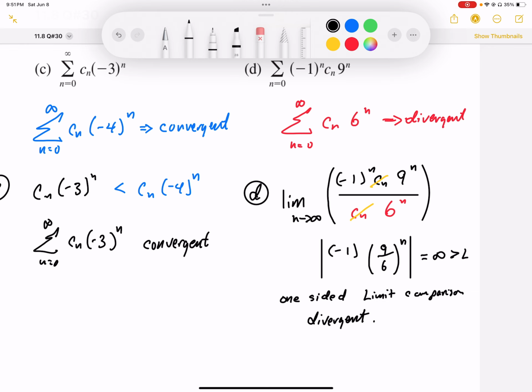Again, it's because we're comparing that to a diverging series. When we do a limit comparison test, the limit is equal to infinity, which is bigger than a limit. So they don't behave the same. However, the one that we're testing behaves in an even bigger fashion. Therefore, it's more divergent, or just divergent.